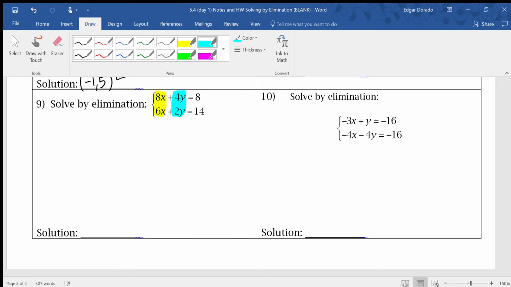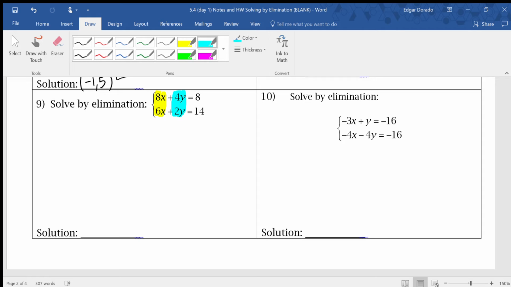Okay, so next thing on our list. Can I multiply, or rather, do I have any of those with opposite symbols? Well, the 8x and the 6x are both positive, so no. And actually, not even on the y's either, because I have a positive 4 and a positive 2. So nothing here.